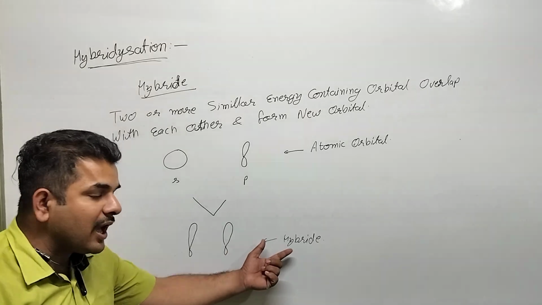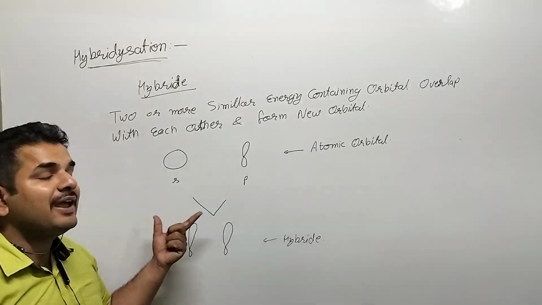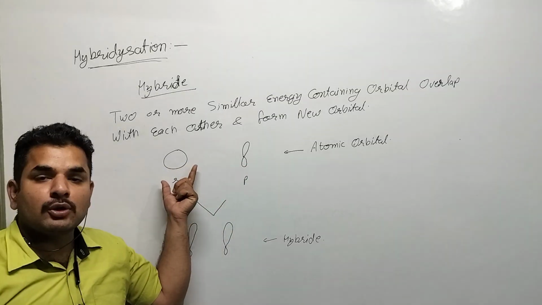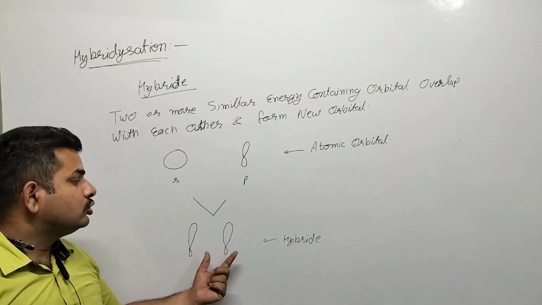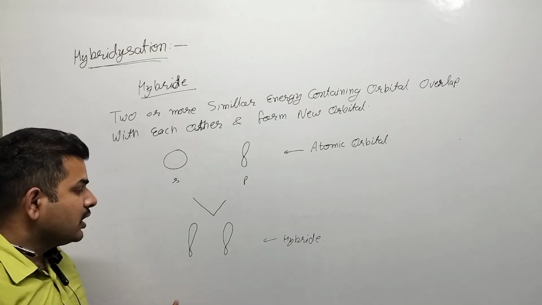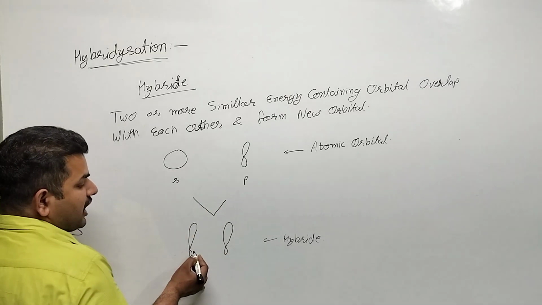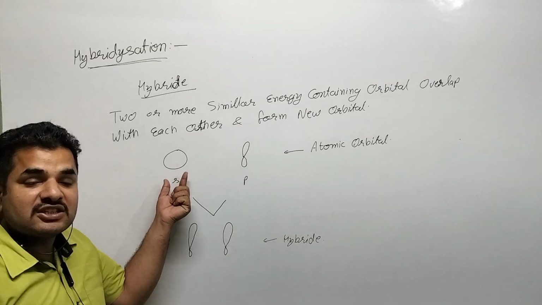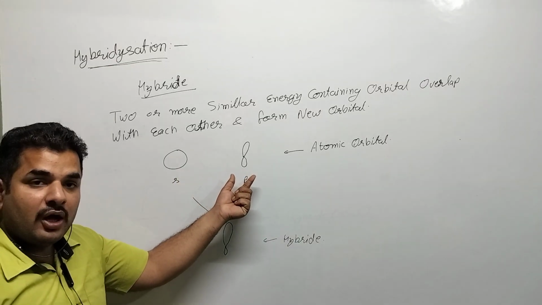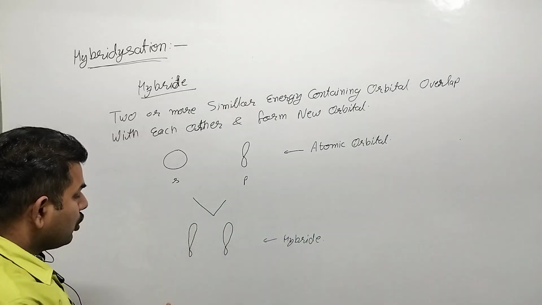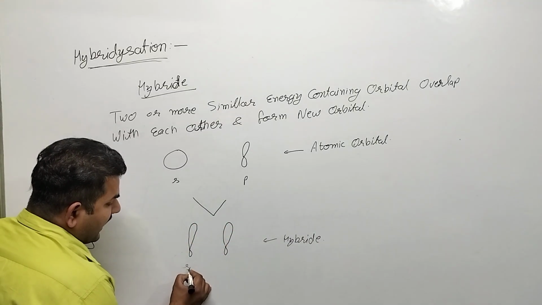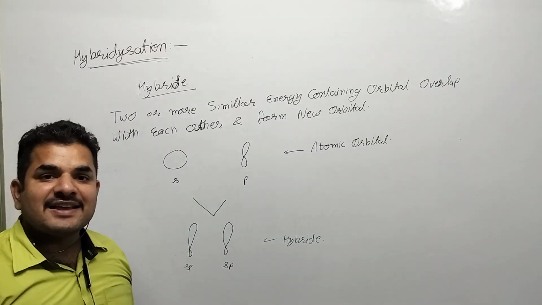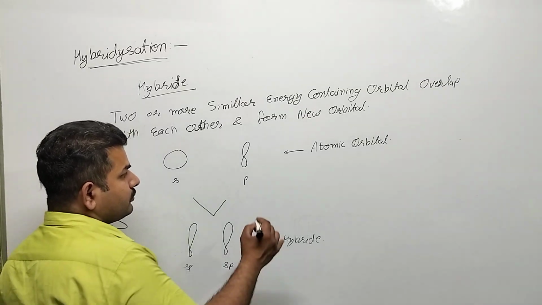The number of hybrid orbitals is the same as the number of atomic orbitals. Here we have two atomic orbitals, then we have two hybrid orbitals, and these hybrid orbitals are formed by intermixing of one s orbital and one p orbital. So both of these are sp hybridized orbitals.